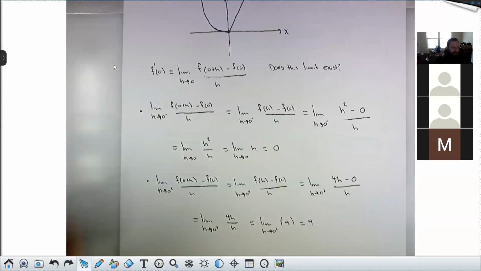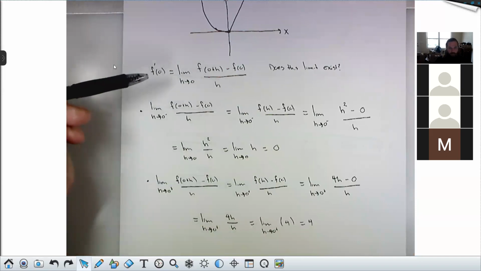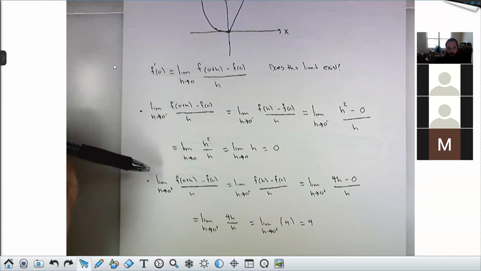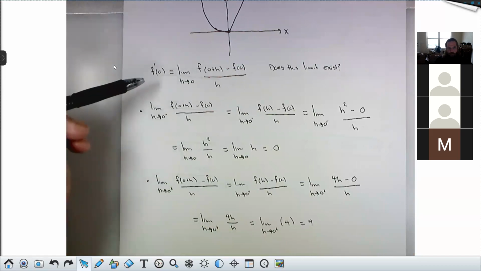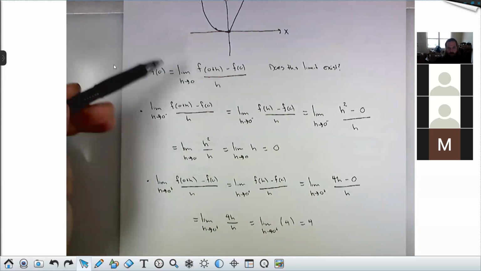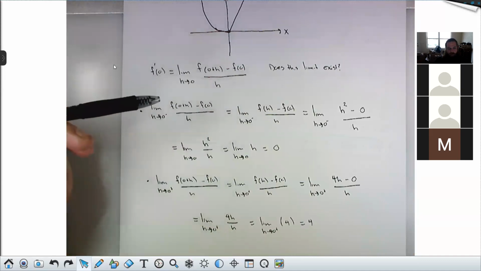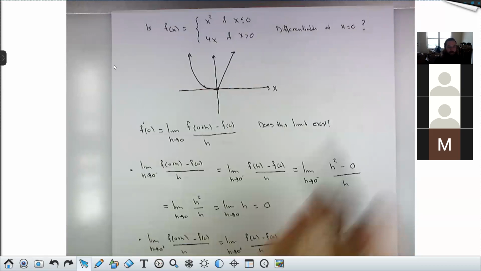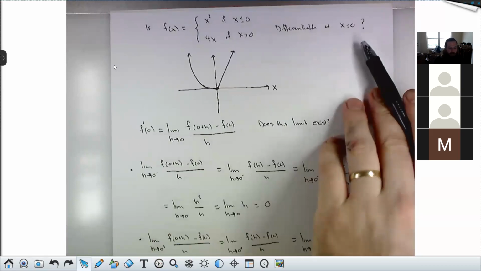So does this limit exist? No. Why not? You're correct. Good. Why not? Because one goes to 0 and one goes to 4. Good. The left limit is 0. The right limit is 4. So the overall limit defining f prime at 0 does not exist. So is this function differentiable at 0? No. Good.